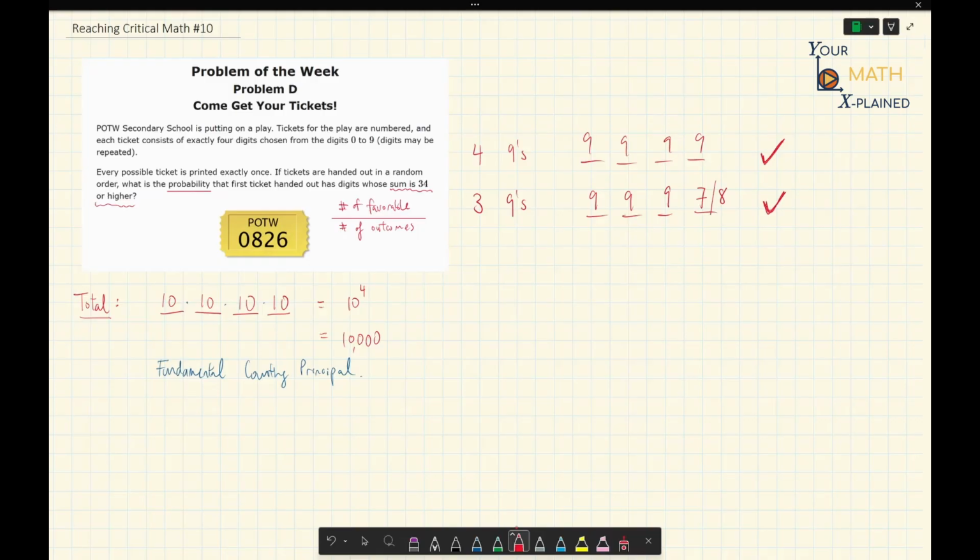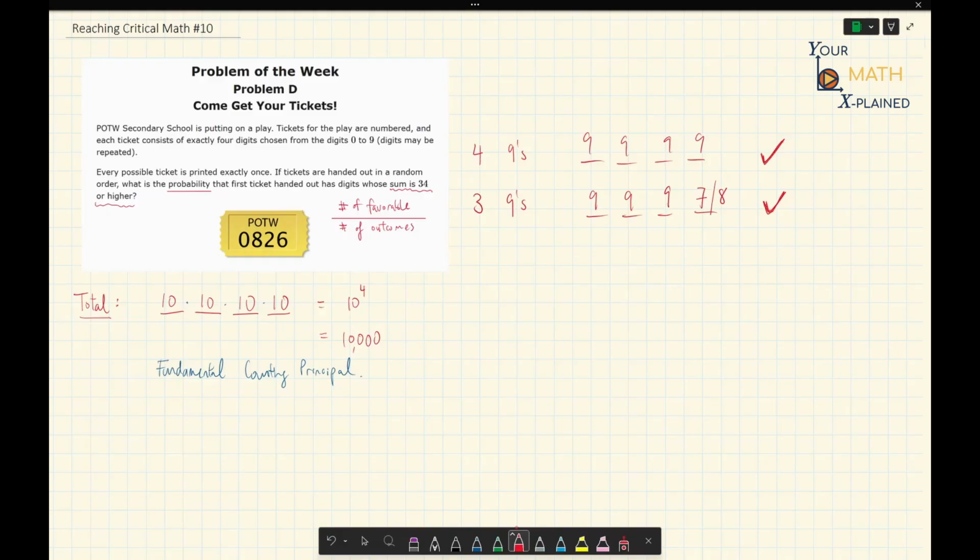So these would be the acceptable combinations. Now, I haven't considered all the permutations yet. Permutations is the number of orderings of these values. So right now, the way that I've written it, it looks like 9997 and 9998 are the 2 possibilities. But the 7 and 8 could be in any of these positions. It could have been 7999 or 9979. So I'll deal with the orderings or permutations in the next step. I just want to figure out how many different number combinations there are first.